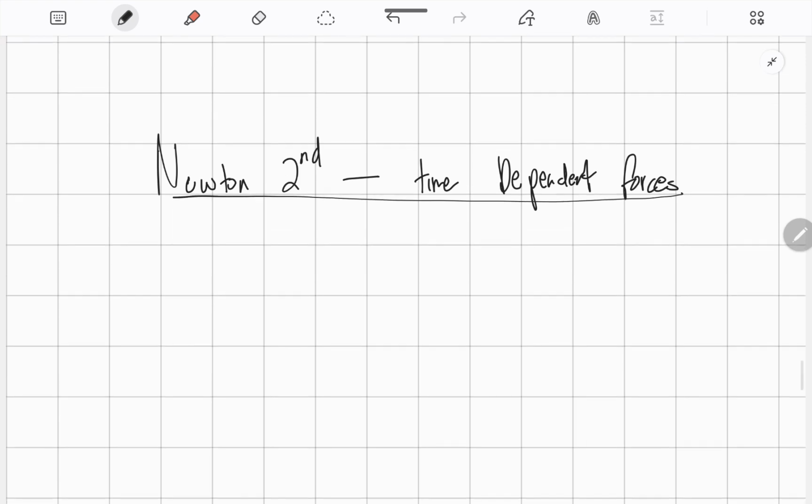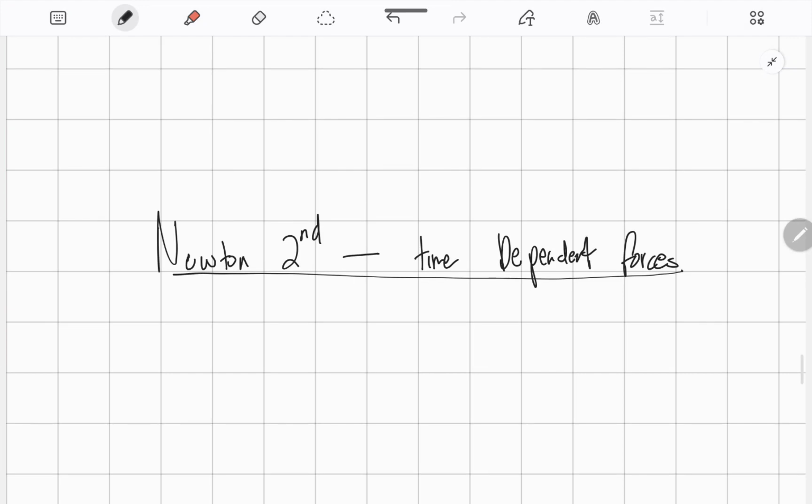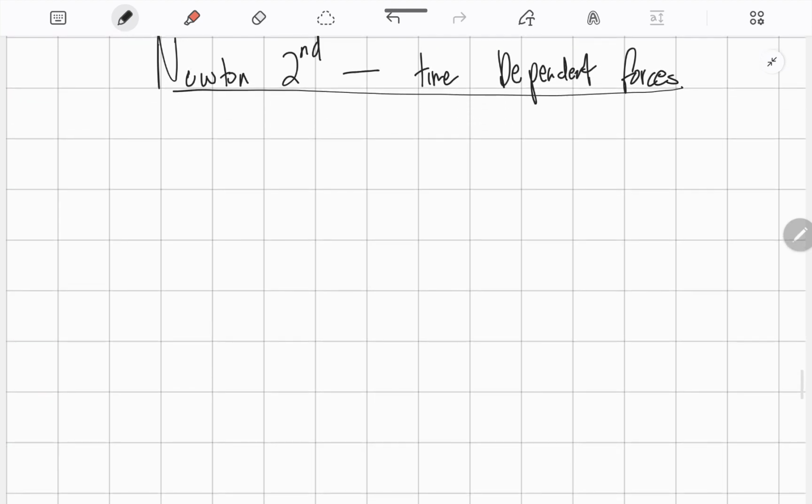Okay, today we're going to look at Newton's second law, but now with time-dependent forces. Remember, in the last video we did constant forces, or forces that are not dependent on anything, like time, velocity, or position. So now we're expecting that our force will be a function of t, right?